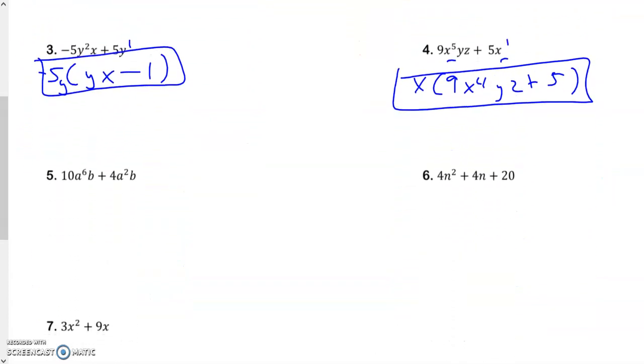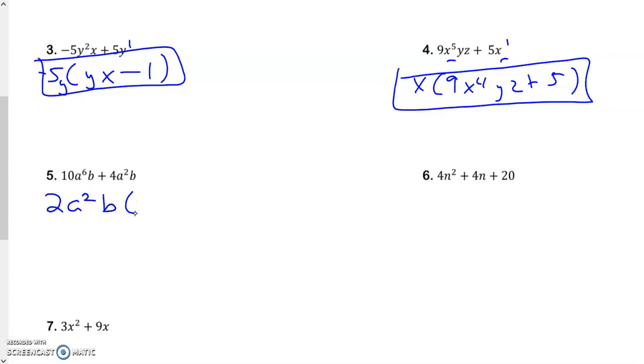Taking a look at the next. I am going to take out, between 10 and 4, a 2. And then I'm also going to take the a to the second out because it's smaller than 6. And then I'll take out a b.